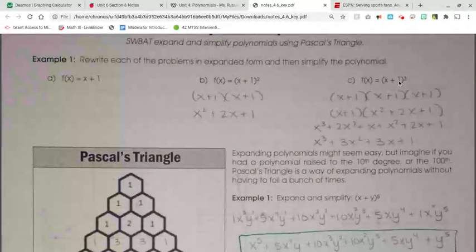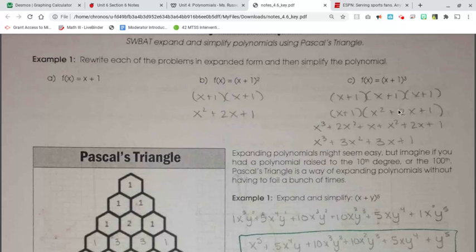In C, you have x plus 1 to the third power. So that would be x plus 1 times x plus 1 times x plus 1. If you FOIL x plus 1 and x plus 1, we know we get x squared plus 2x plus 1. So we can take the last two and multiply those together. Now we want to distribute the x into all three of those and then distribute the 1 into all three of those. So x times x squared is x to the third.